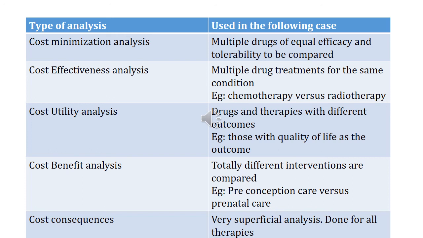Now when you are comparing two different interventions, for example preconception care versus prenatal care, in terms of the quality of life of the baby which is born, or on the health of the baby, or what is the impact of preconception care or prenatal care on the health of the baby. When you have to do such kind of assessment, then you are comparing preconception care versus prenatal care. So for comparison between these two interventions, cost benefit analysis is a much more preferred method.